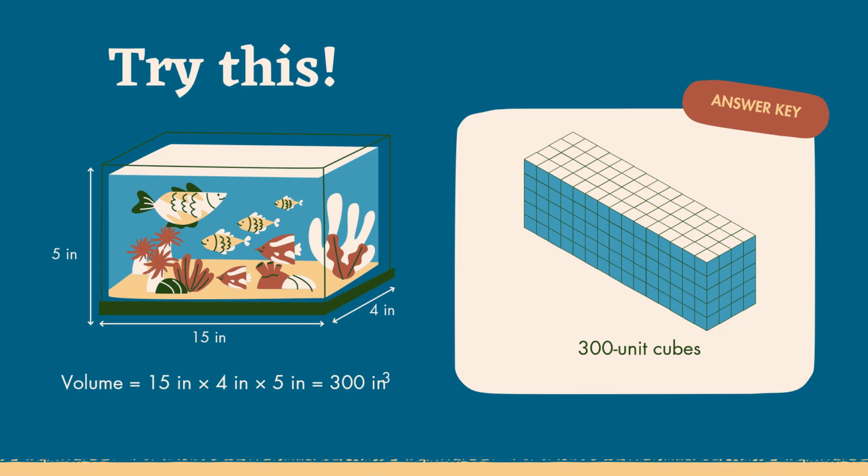So, in this illustration, the length of the fish tank is 15 inches. The width is 4 inches and the height is 5 inches. If we multiply these three dimensions, the volume of this fish tank is equal to 300 cubic inches.